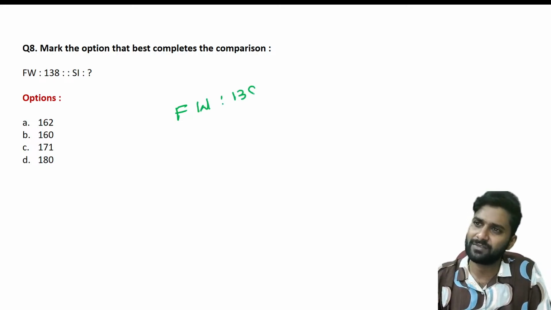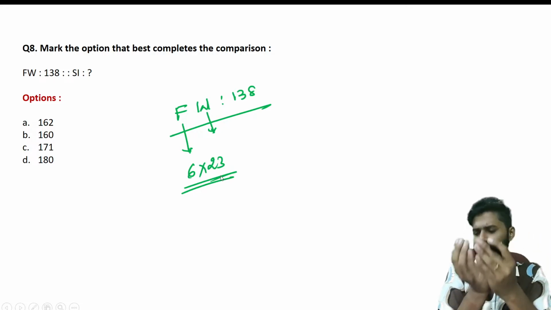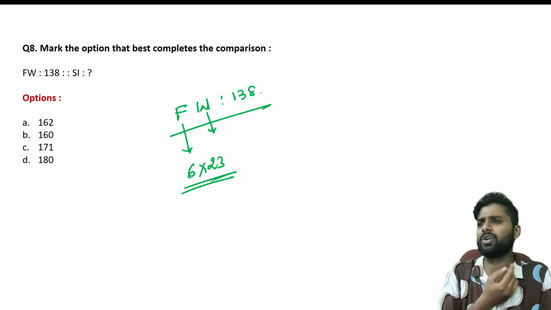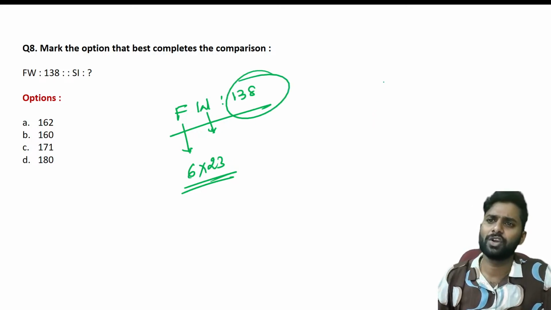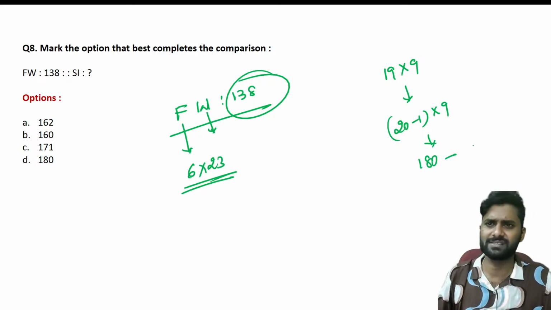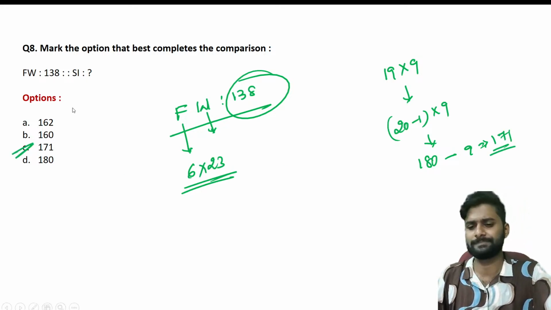FW is represented as 138. Guys, you already know that F alphabetically is 6 and W is 23. Why? Because if you want a huge number, that is only possible in multiplication. So F represents 6, W represents 23. The product of these two numbers is 138. Now you already know that S is the 19th letter, I is the 9th letter. So what is the answer here? So 20 minus 1, multiply in this way. You can go with your own calculations, guys. Choose your option 171.